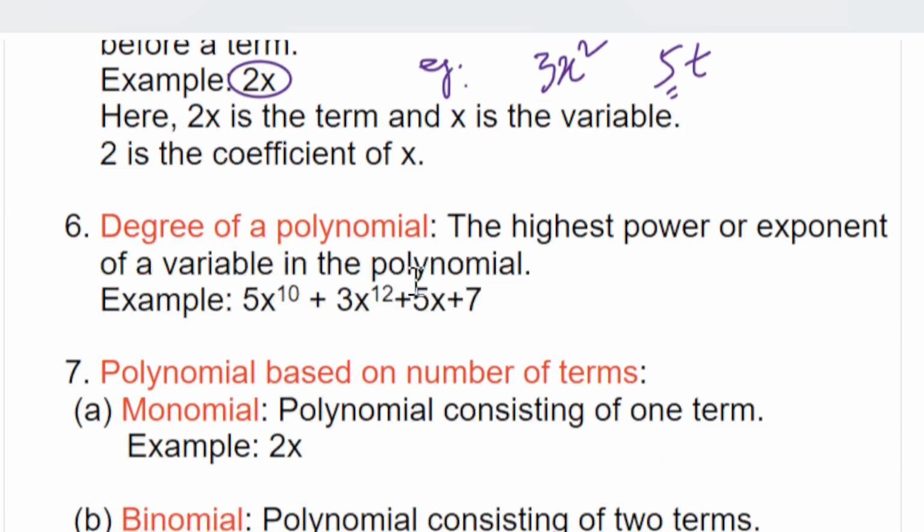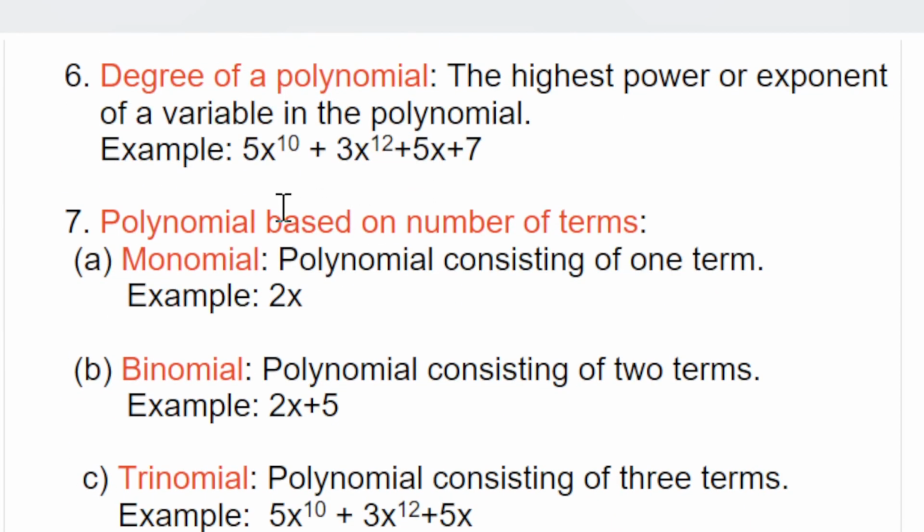Point number 6 says degree. Okay, we'll understand degree also. Now, what is degree? As we have seen in a polynomial, we always see the power. Suppose, for example, this is my polynomial. Obviously this is a polynomial because the power of x is 10, the power of x is 12, the power of x is 1. All these 10, 12, 1 are whole numbers.